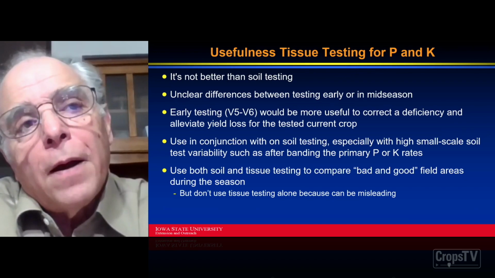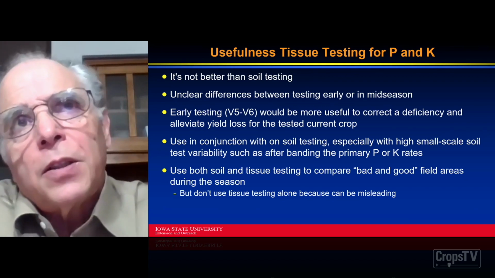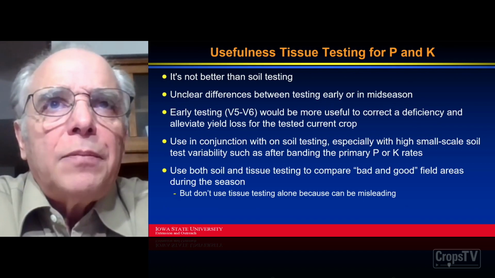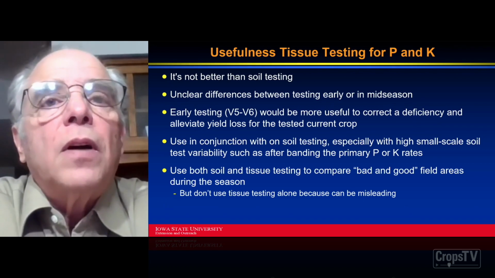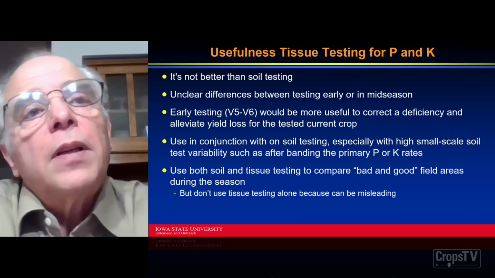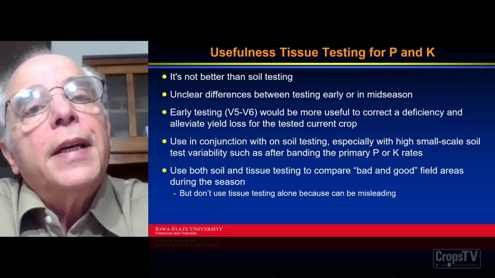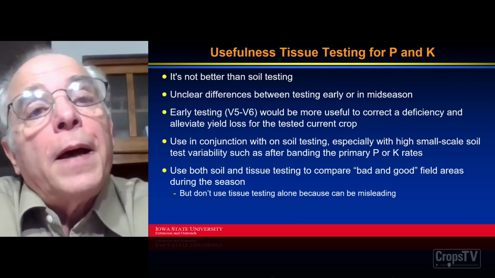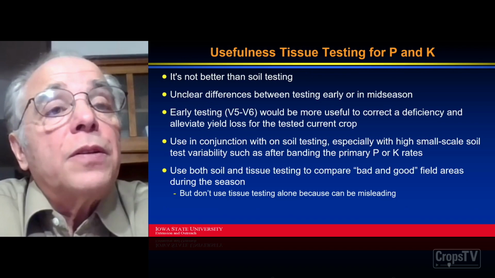So when there are special situations where the soil test result may be more uncertain, how it really applies to the area sampled, then maybe having tissue testing could help us understand and see what the situation is there.